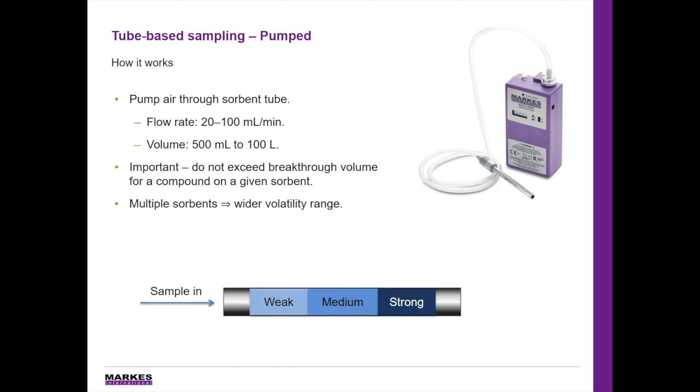Here's an example of a tube with 3 sorbent beds with weak, medium, and strong sorbents in order to trap the semi-volatile compounds, VOCs, and very volatile VOCs, respectively. You want to sample from the weak end and desorb it in a reverse flow so that the less volatile compounds will not get stuck on the stronger sorbents.